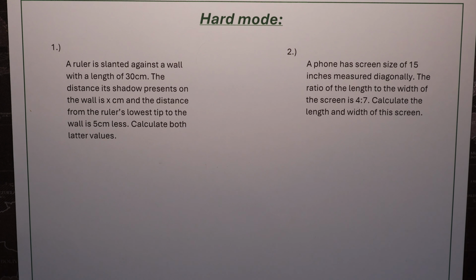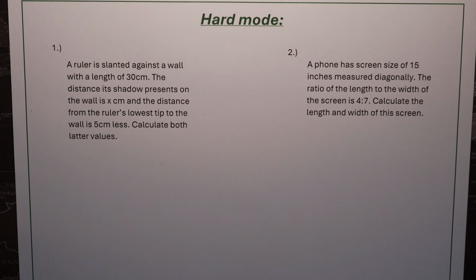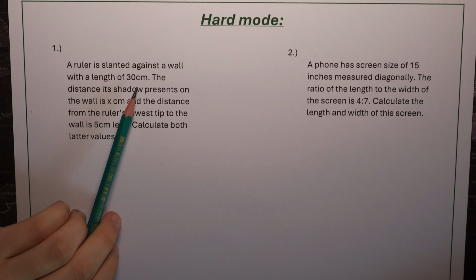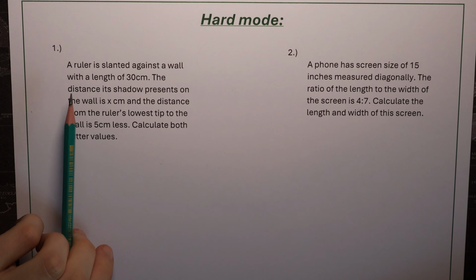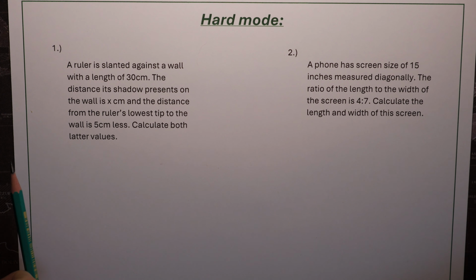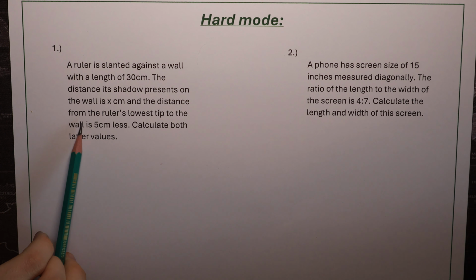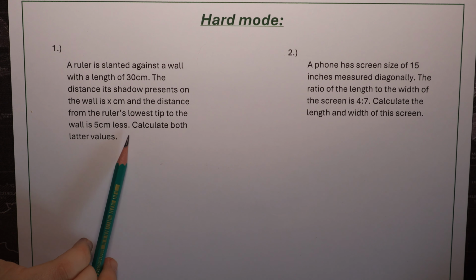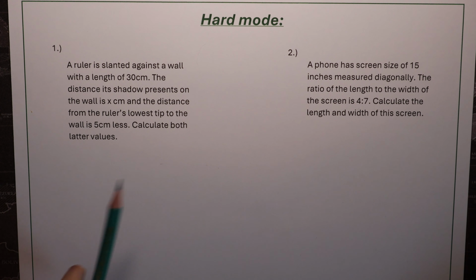Right, here's hard mode. So why are these questions so difficult? Well, we don't actually have the geometric shapes before us, we just have plain text. So let's see what question 1 is here. A ruler is slanted against a wall with a length of 30 centimeters. The distance its shadow presents on the wall is x centimeters, and the distance from the ruler's lowest tip to the wall is 5 centimeters less. Calculate both the latter values.